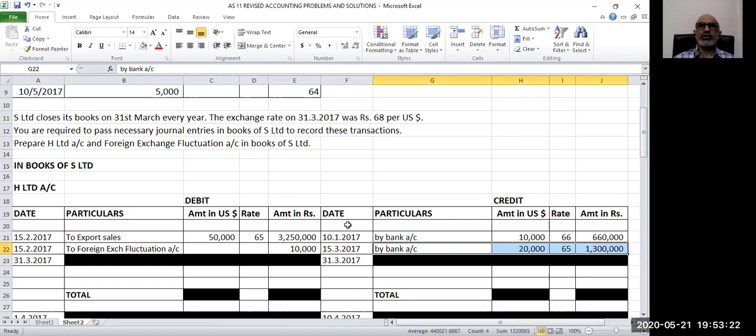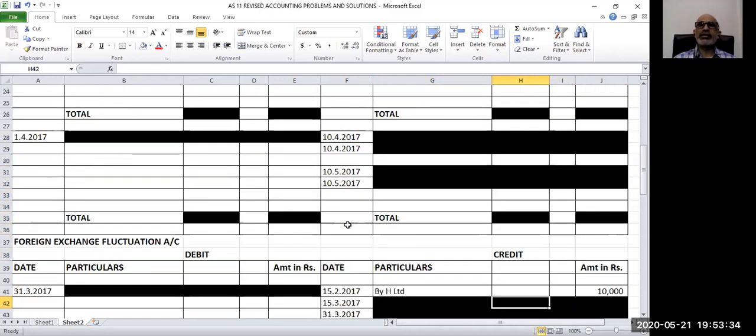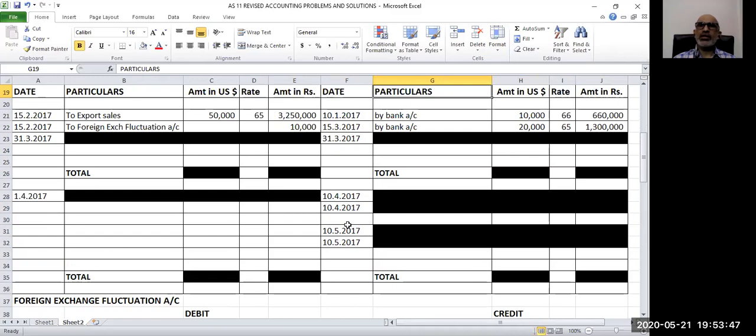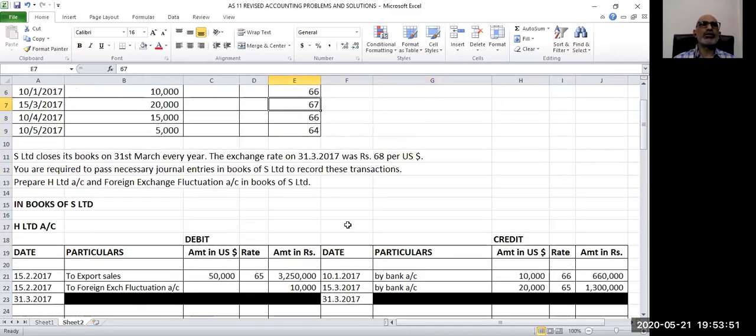So bank account is debited. H limited account is credited for $20,000 at the original booking rate of 65, which is 13 lakhs. And foreign exchange fluctuation account, we are directly crediting the gain over here. That gain is 40,000 rupees because $20,000 were received. The original dollar rate, if you see here, is 65, and the amount received is at 67 rupees per dollar.